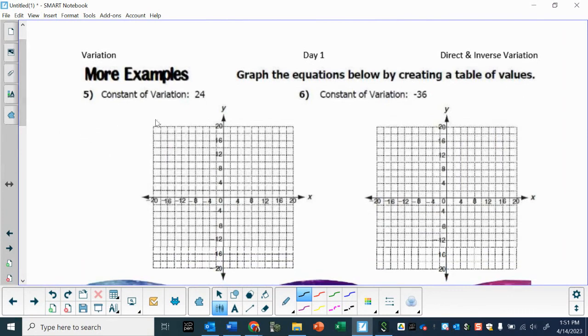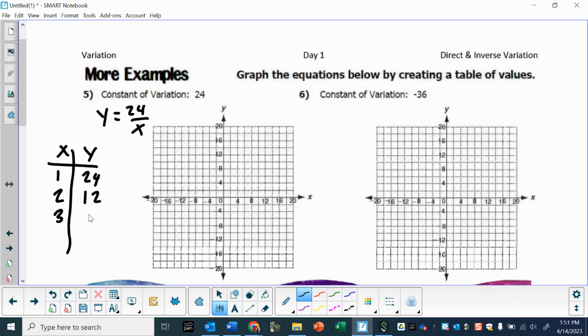If our constant of variation is 24, our equation would be y equals 24 divided by x. To make a table of values, we can plug in 1. 24 divided by 1 is 24. We could plug in 2. 24 divided by 2 is 12. We could plug in 3. 24 divided by 3 is 8. We could plug in 4. 24 divided by 4 is 6.